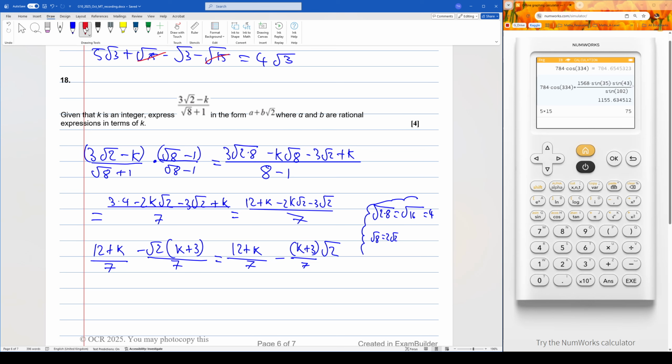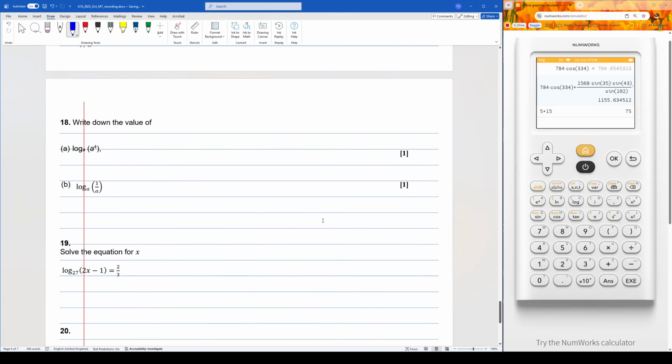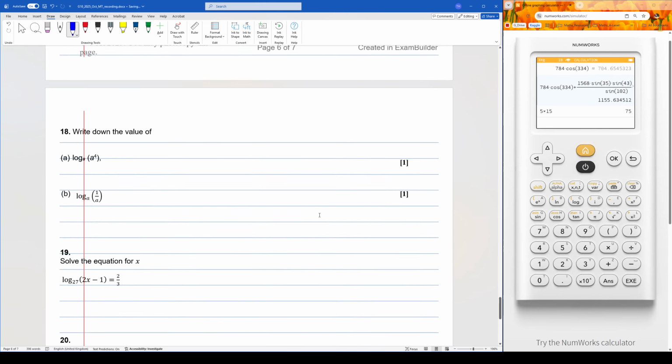Because I've got 2 bits where now I know that A is 12 plus k over 7 and B is negative, k add 3 also over 7. Job done. Because these expressions are in terms of k, so I have fulfilled what the question asked me to do. It was a difficult one, no denying that.